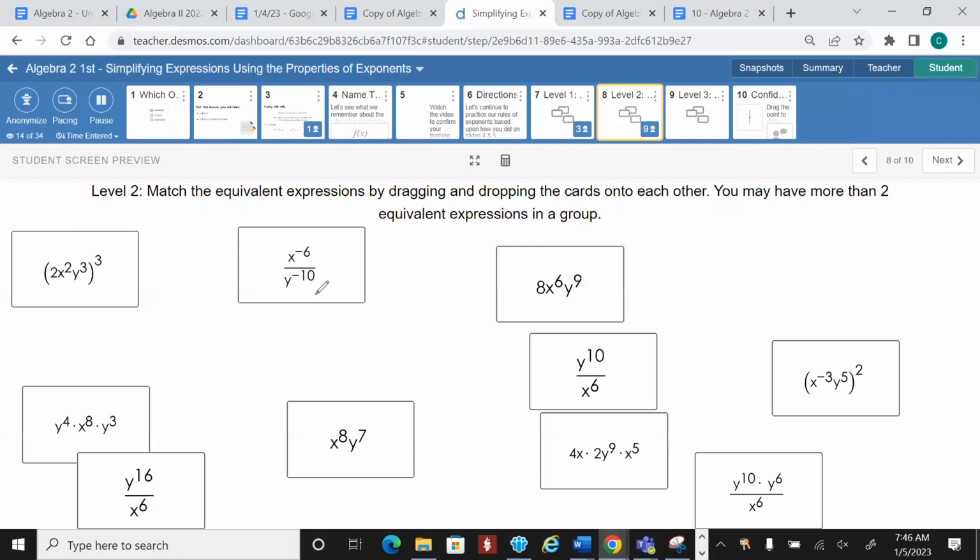So for instance, on this one right here, we've got a negative exponent. That means that we're going to switch the fraction. So that means I'm going to have y to the 10th over x to the 6th. When you see negatives, you flip it. So if it was on the top, you're going to go on the bottom. If it was on the bottom, it was going to go to the top. So that'll match up with this one.